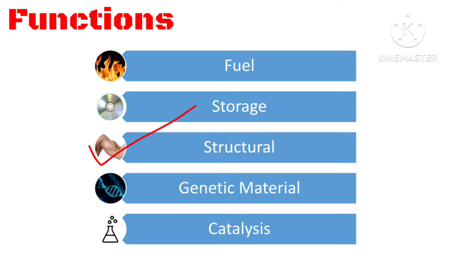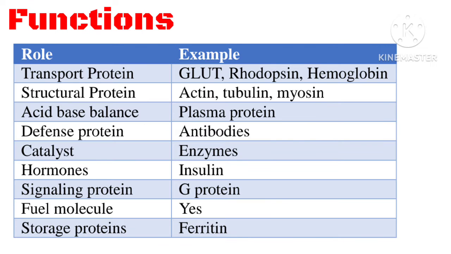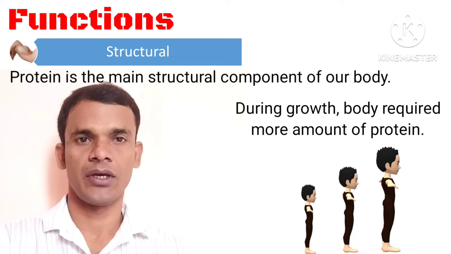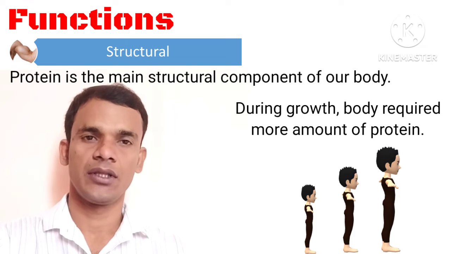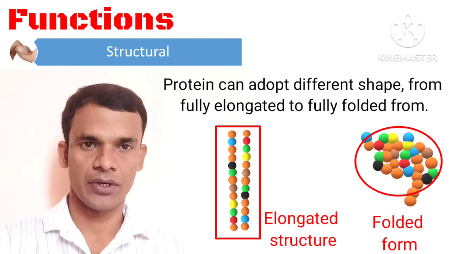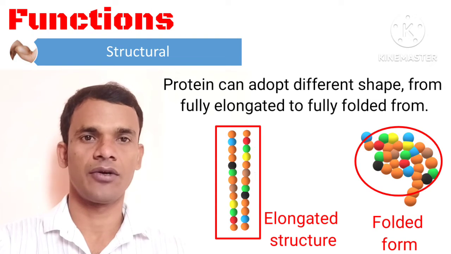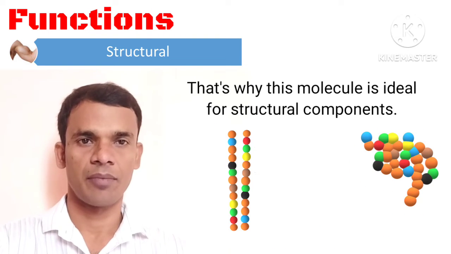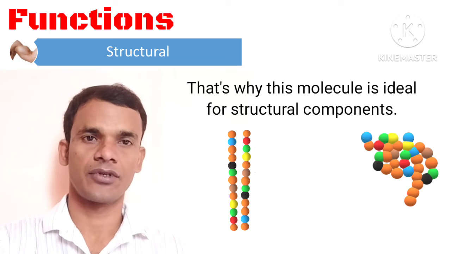Now let's see the role of proteins one by one. Here is the list of some important functions played by proteins inside the cell. The main function of protein is the structural property. That means for growth we need proteins. They can adopt different shapes from fully elongated to fully folded form that make this molecule ideal for structural components.